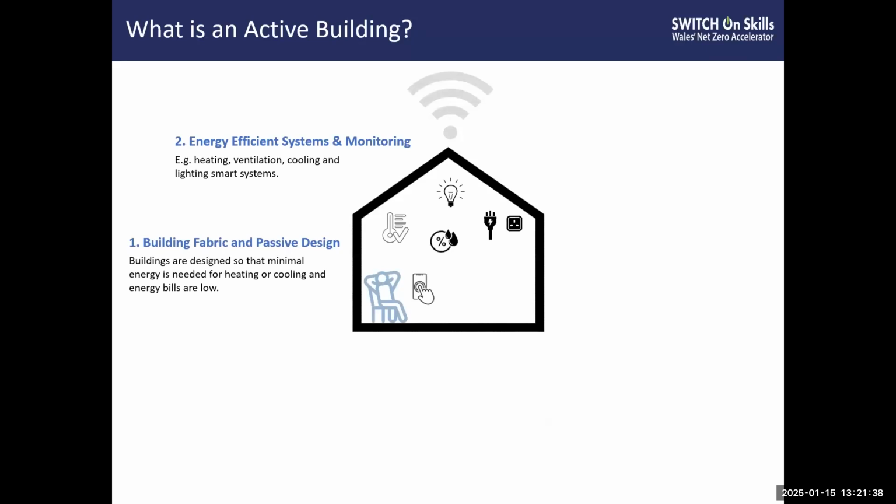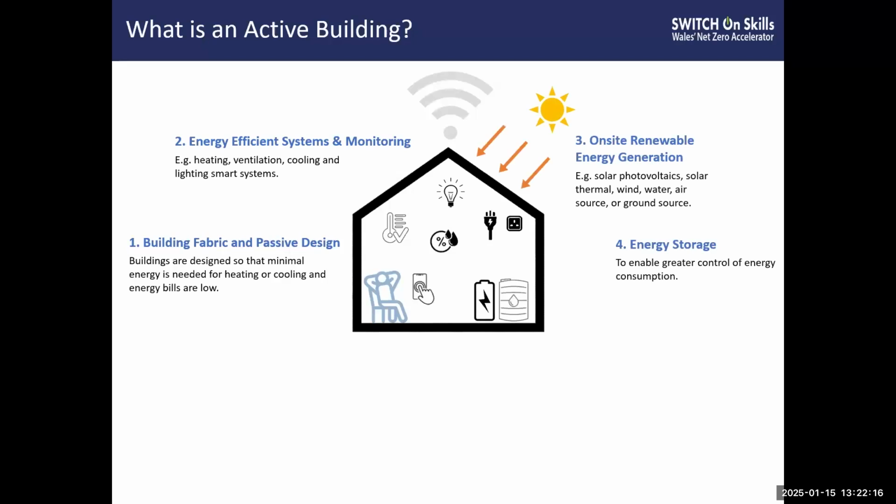We can break this down into 6 main principles. Firstly, we have building fabric and passive design. I'll go through these in more detail in the next slides. But this is aiming to design buildings that use minimal energy to be needed for heating or cooling, so that energy bills are low. Next, we have energy efficient systems and monitoring, things like heating and ventilation and lighting smart systems.